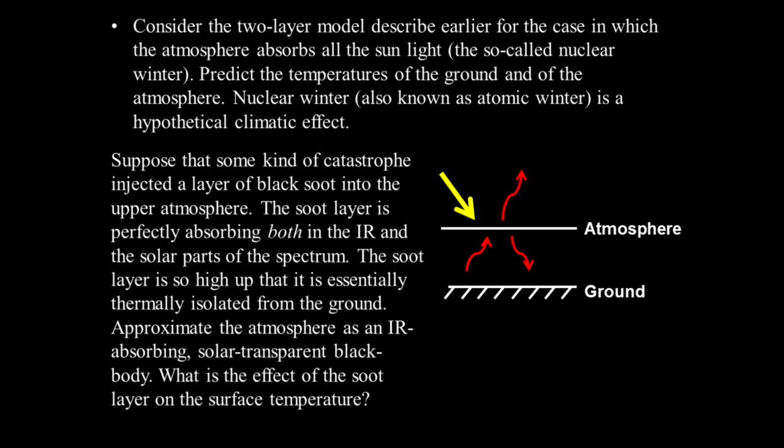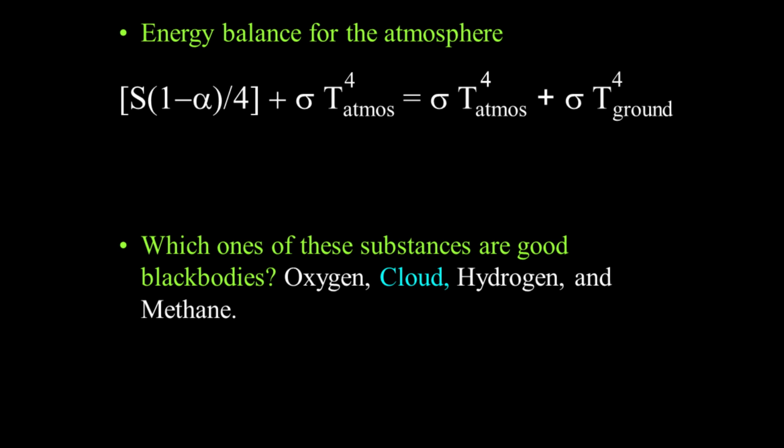Approximate the atmosphere as an infrared absorbing, solar transparent black body. What is the effect of the soot layer on the surface temperature? The energy balance for the atmosphere is as follows.